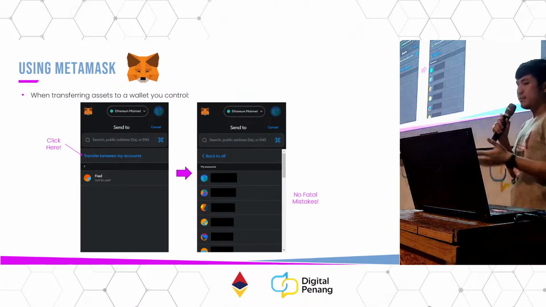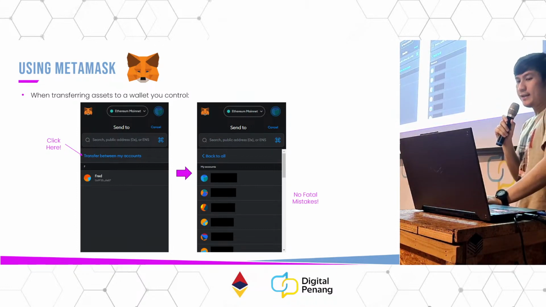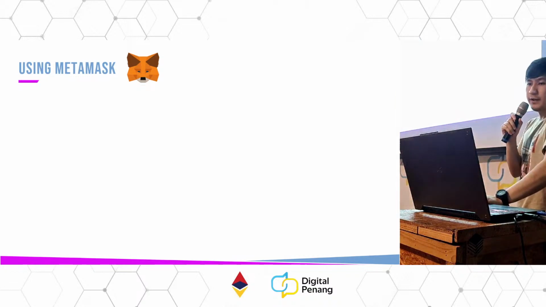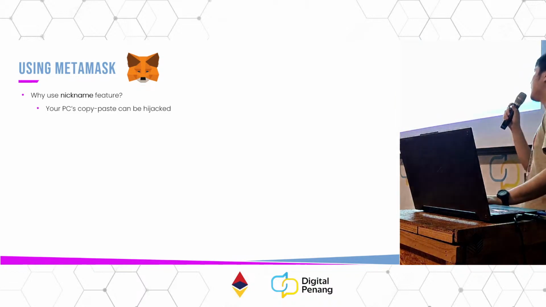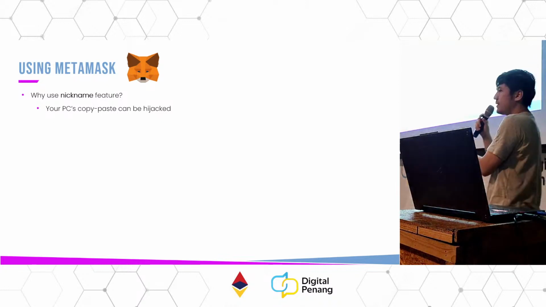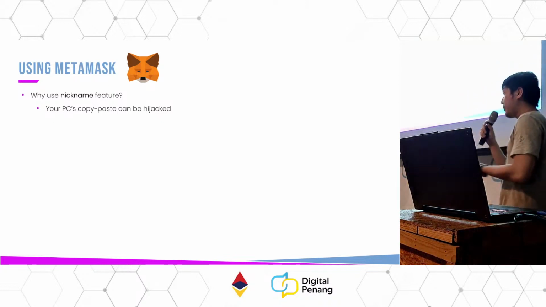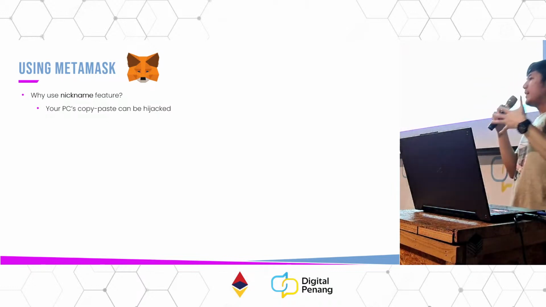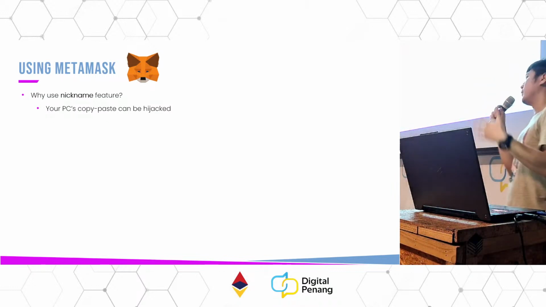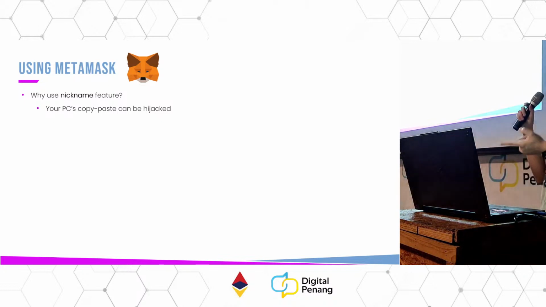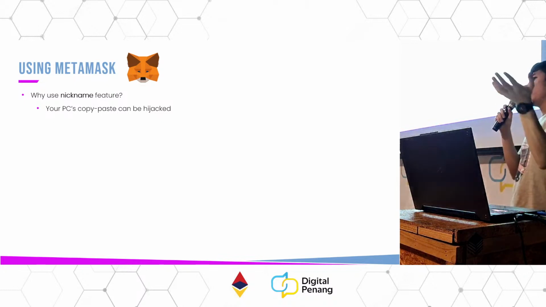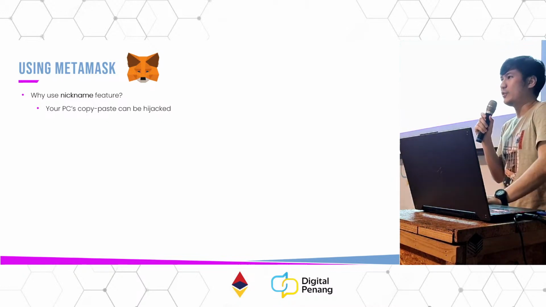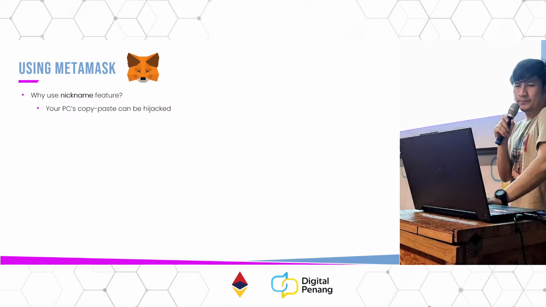And it's not just about sending assets to the wrong address. The main reason why is because your PC's copy and paste mechanism can be hijacked. This has happened before, where if your PC is compromised, you copy something, and then there's a virus in the background that identifies, oh, this is an Ethereum address, so I will paste in my own address. And you go and paste it somewhere, and you don't realize that it's actually a different address, and you have sent your assets to the wrong address.